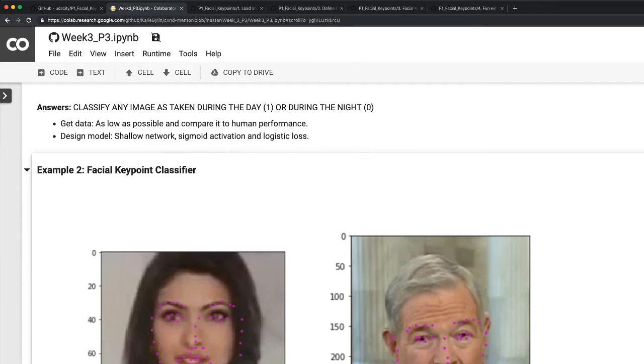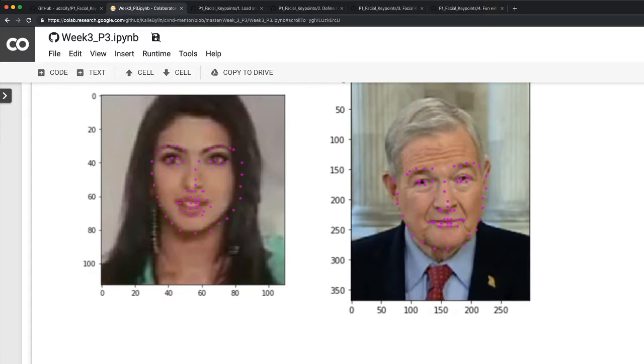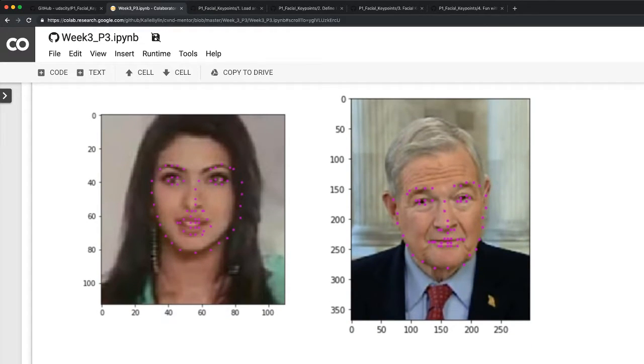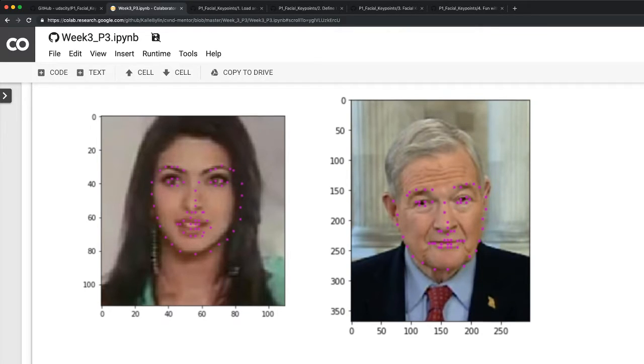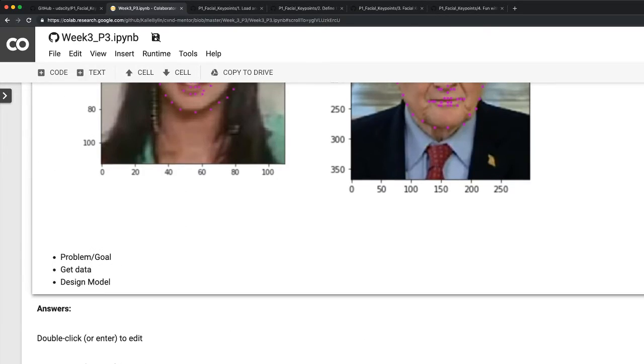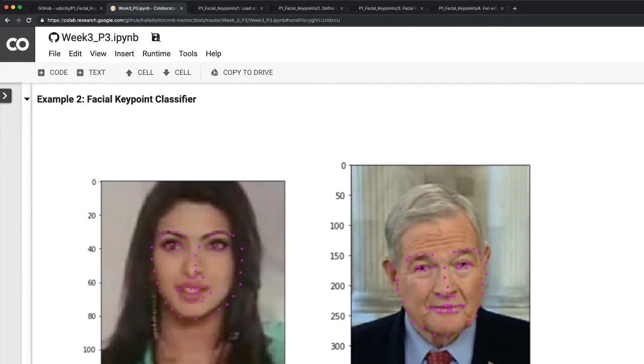and this is the facial key points classifier. As you can see here, this is what we want to do. We have an image, and we want to find the key points. So I basically already gave you the problem definition there. Basically, given an image of a face, detect the XY coordinates of the 68 facial key points.